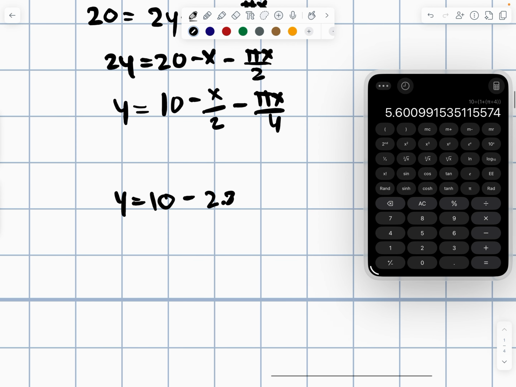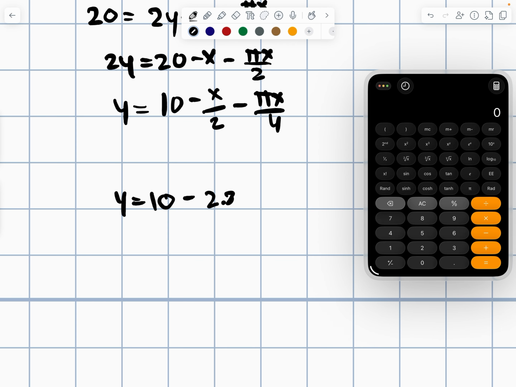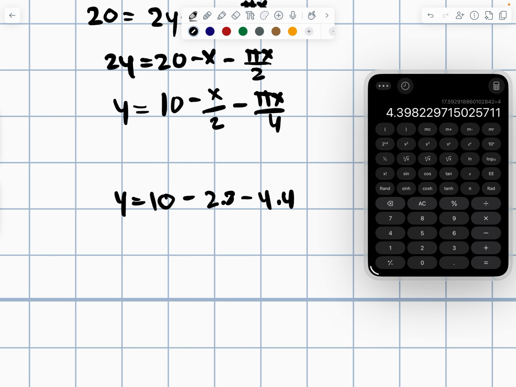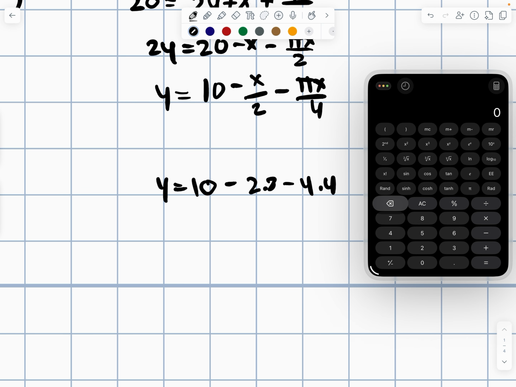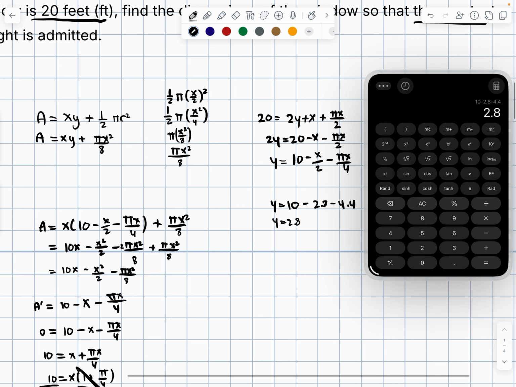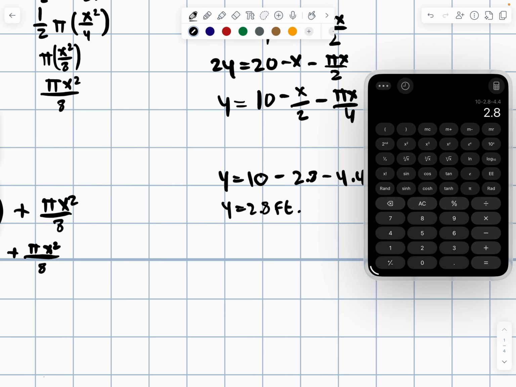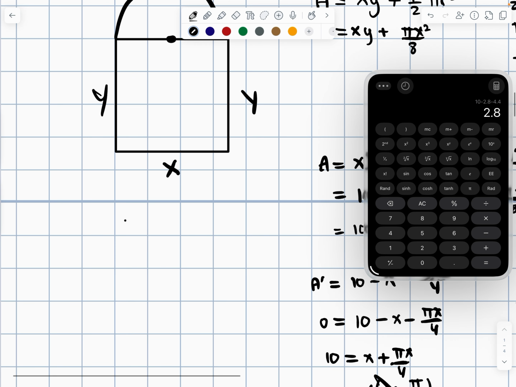And then if we do that with this here as well, it should give us pi times 5.6 divided by 4, which is minus 4.4 approximately. So 10 minus 2.8 and then minus 4.4 is going to give us 2.8. Now y is equal to 2.8. We have our dimensions as 2.8 and 5.6.